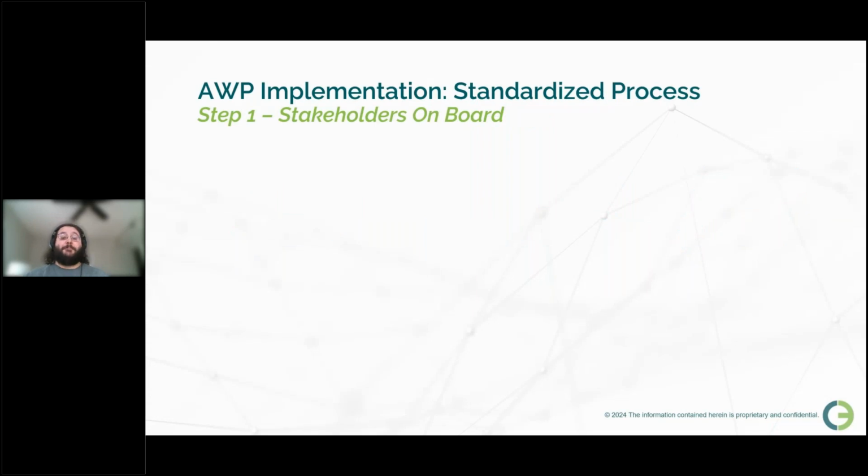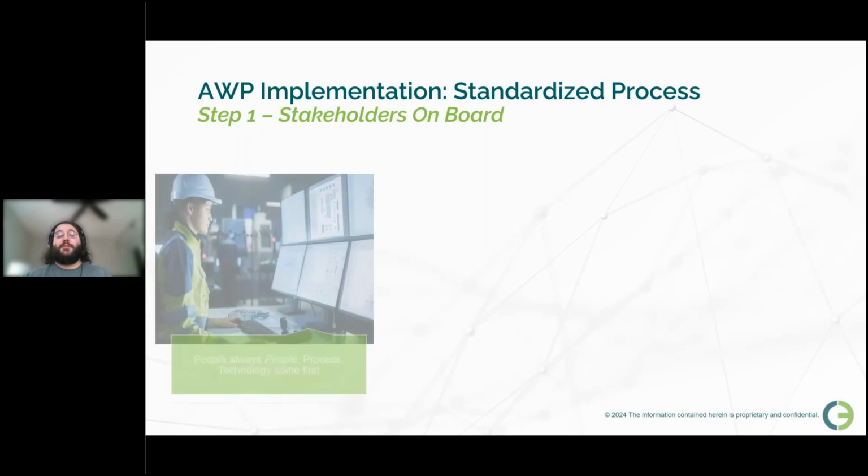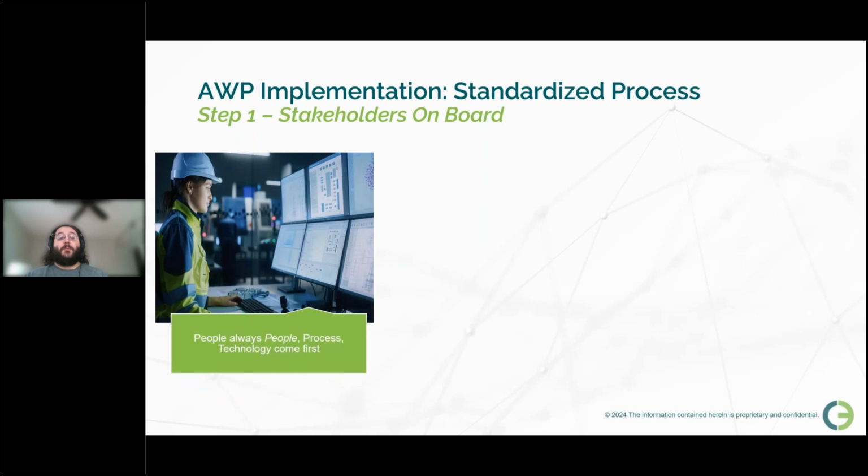And the first step to getting this right is making sure that you have all the right people in the room. Now, I'm sure you've heard the expression people, process, technology, and the ordering of those words is very deliberate. Because, of course, people are going to come first, as they always should when you are rolling out a new process or a new tool.